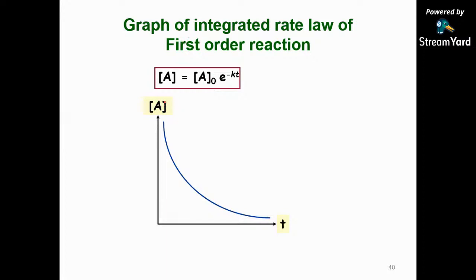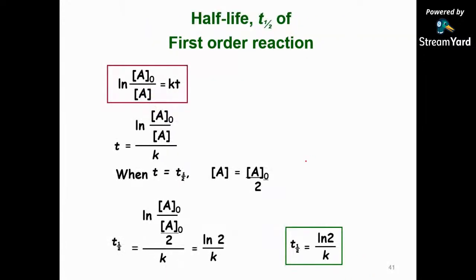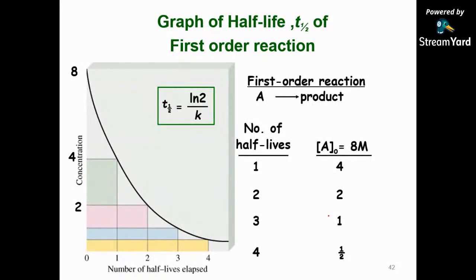This is another graph, concentration versus time for zero order and first order. Now this is the half-life for first order. If you check over here, the half-life for first order is not dependent on the concentration because there is no concentration over here, just ln 2 over k. The half-life graph is very interesting. This one I will teach you during real class, then you notice.